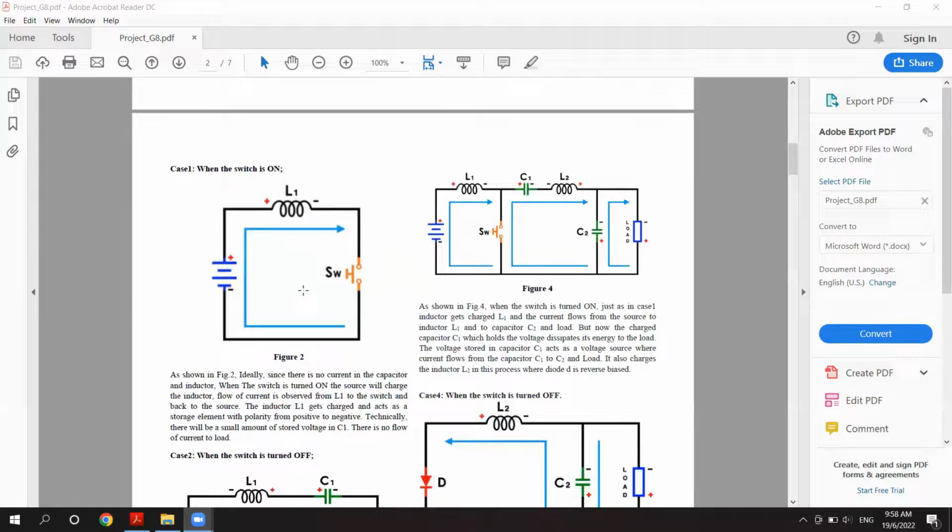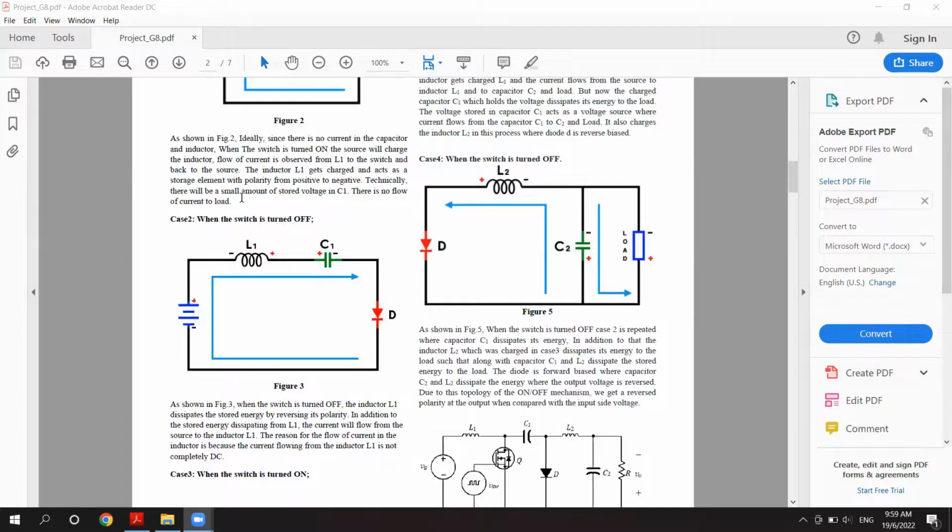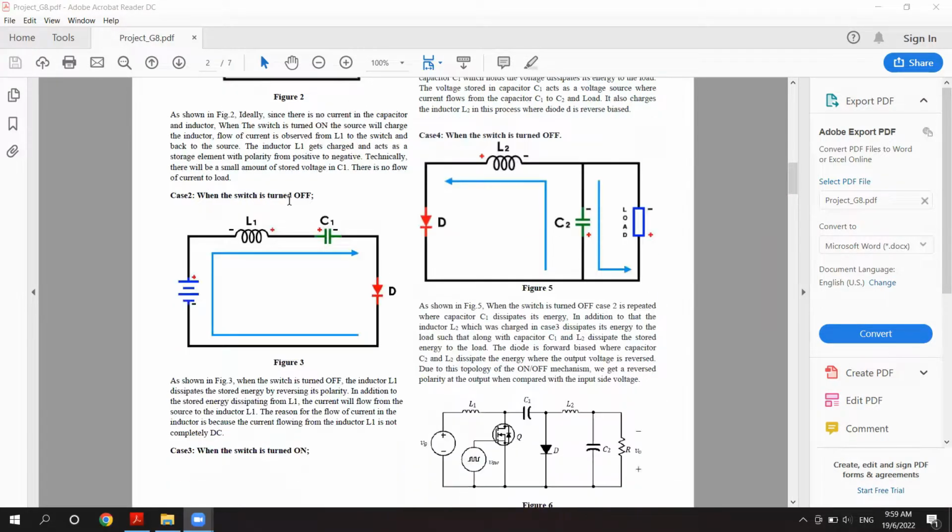So what it says here is that the current will move clockwise, and there is only a small amount of voltage in C1, and there is no flow of current to the load.